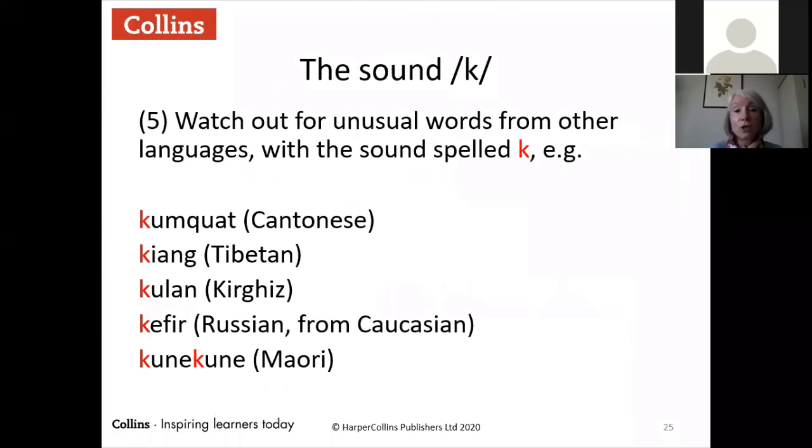And we also need to watch out for words from other languages, which will probably be spelled with the sound K. So kumquat, which is from Cantonese, a dialect of Chinese, is spelled with a Q. Kiang is spelled with a Q. Kulan is spelled with a Q. Kafir is spelled with a Q. Kuni kuni from Maori is also spelled with a Q. Anybody want to tell me what a kiang is?